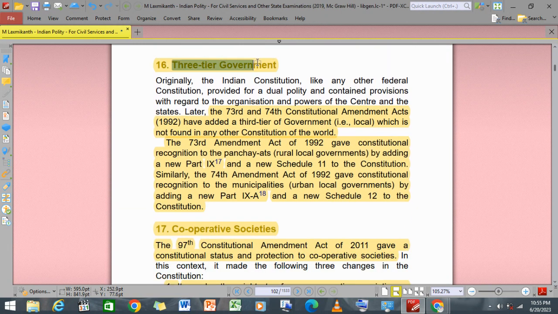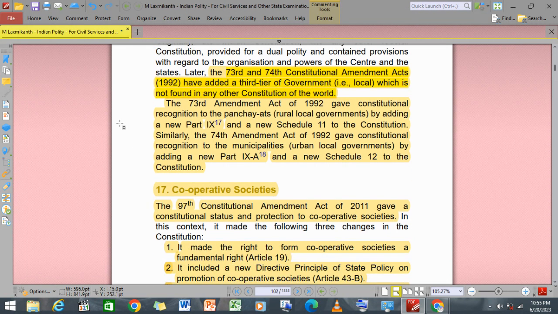Then we have the three-tier government, the central, state, and the local bodies, and it was added by the 73rd and the 74th Constitution Amendment of 1992, which added the three-tier system of government. That means we have the local government as well, which is not found in any other constitution of the world. That means the three-tier government system is not available in any other constitution.